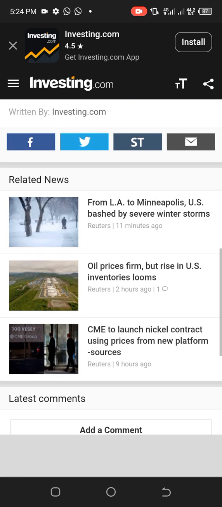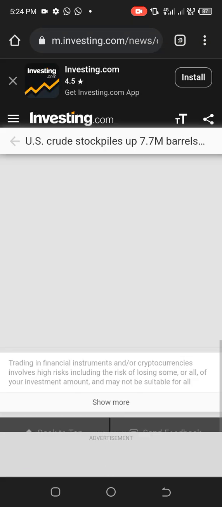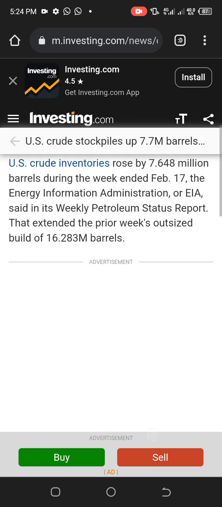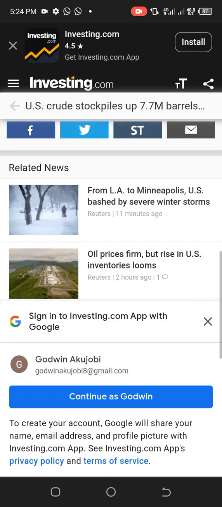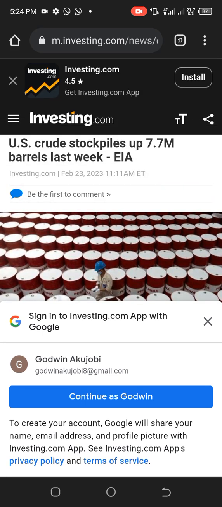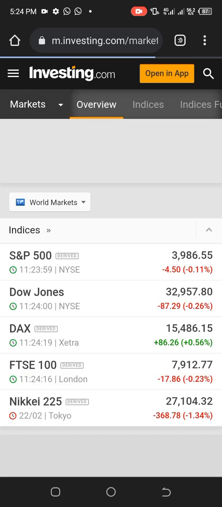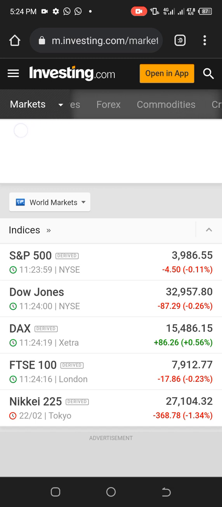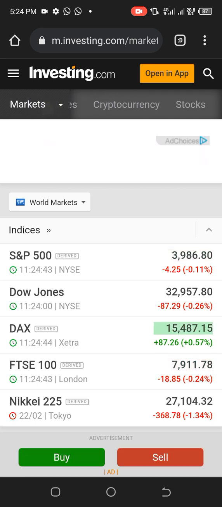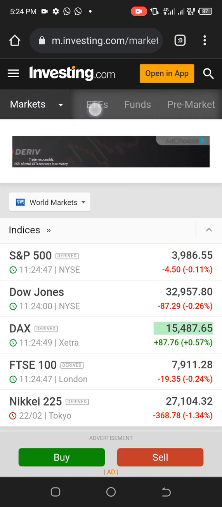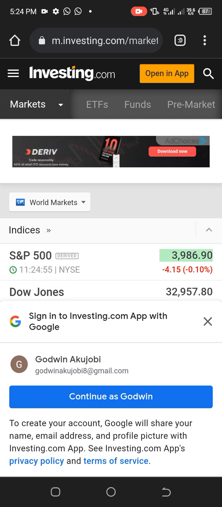By the time you read, you also find some other comments below. Then this is not only about currencies alone. If you look at this, you can also see the calendar here. When you go to markets, you can see that it concerns indices, forex, commodities, which has to do with oil and the rest, cryptocurrencies, stocks, bonds, ETFs. So they are very, very important for you to put into consideration.